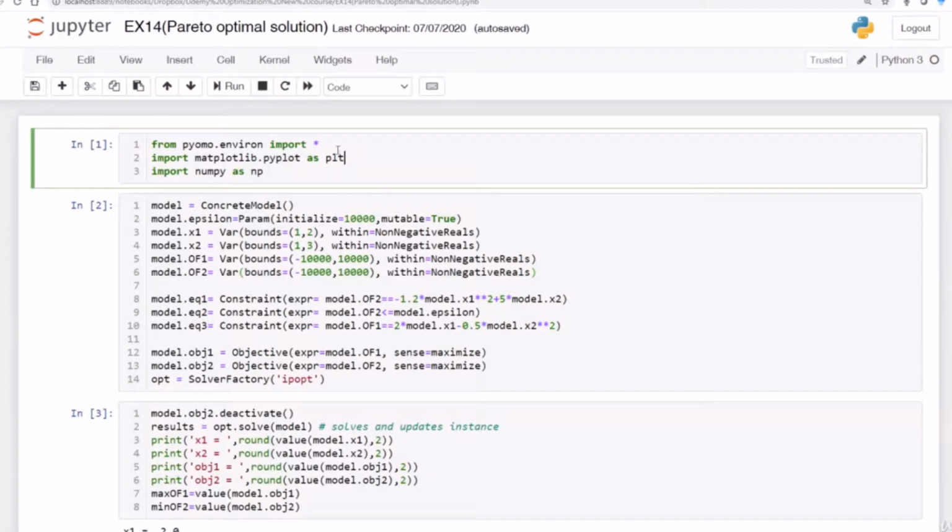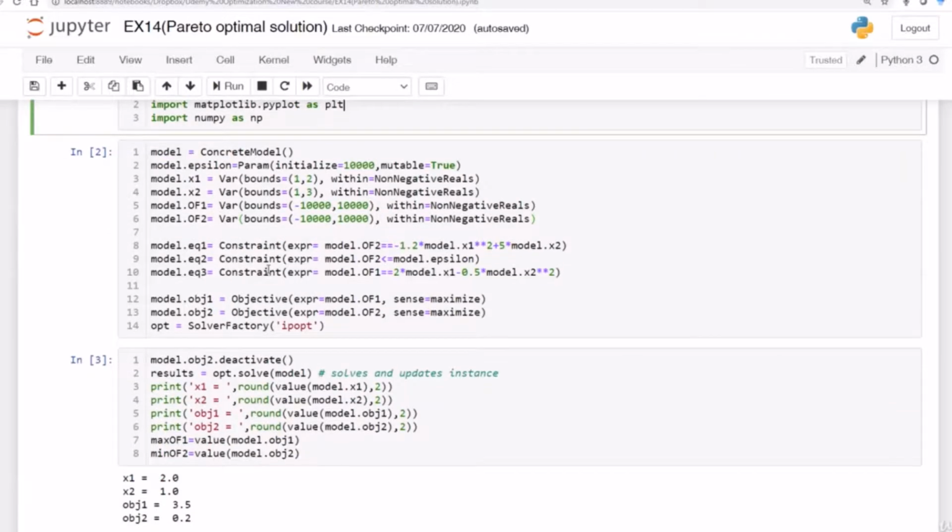So I specify the range bounds of x1 and x2. You can see it here. They are both non-negative reals, and also there are two objective functions, OF1, OF2. They are defined as variables. And also equation 1 is something, equation 2 I will explain it later, and equation 3 is the other equation. So what is equation 2? Equation 2 is telling us that OF2 is less than something.